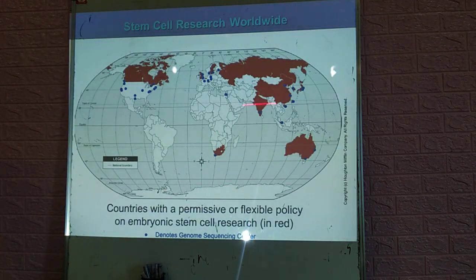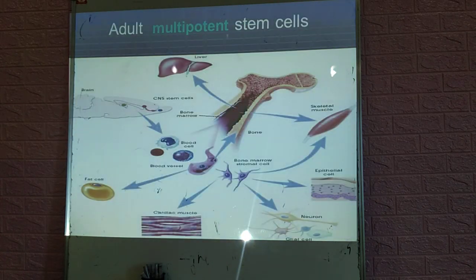So guys, we have here the different countries with a permissive or flexible policy on embryonic stem cell research. But for us here in the Philippines, it is mostly adult stem cell therapy. As you can see now, the Philippines is not yet associated with the map, which is associated with genomic sequence and the usage of stem cell therapy coming from embryonic stem cells.